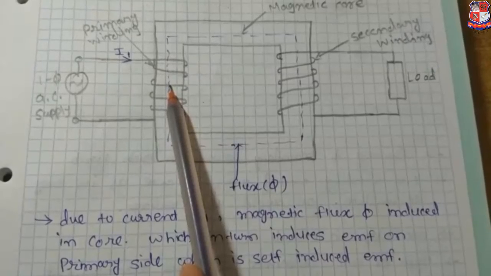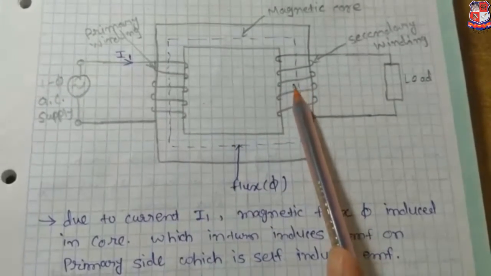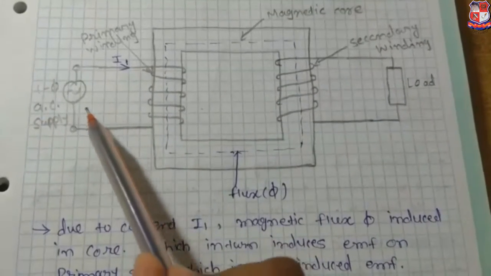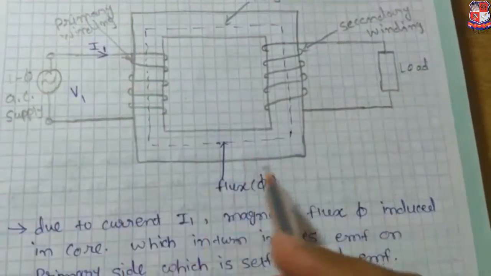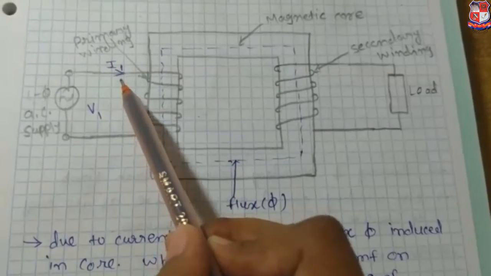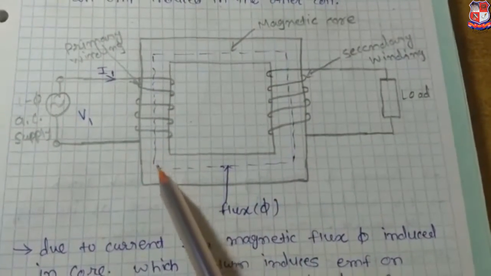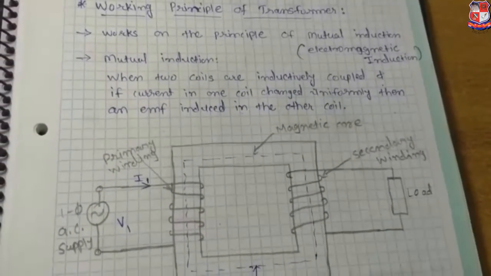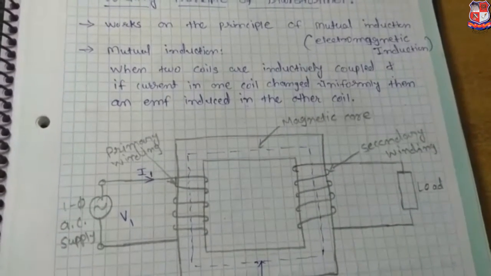This is primary winding which is connected with single phase AC supply, and this is secondary winding which is connected with load. Now the voltage across primary winding is V1 and current from this primary winding is I1, and due to this current we will get the flux in this magnetic core. Okay, so as we have said that transformer works on the principle of electromagnetic induction.